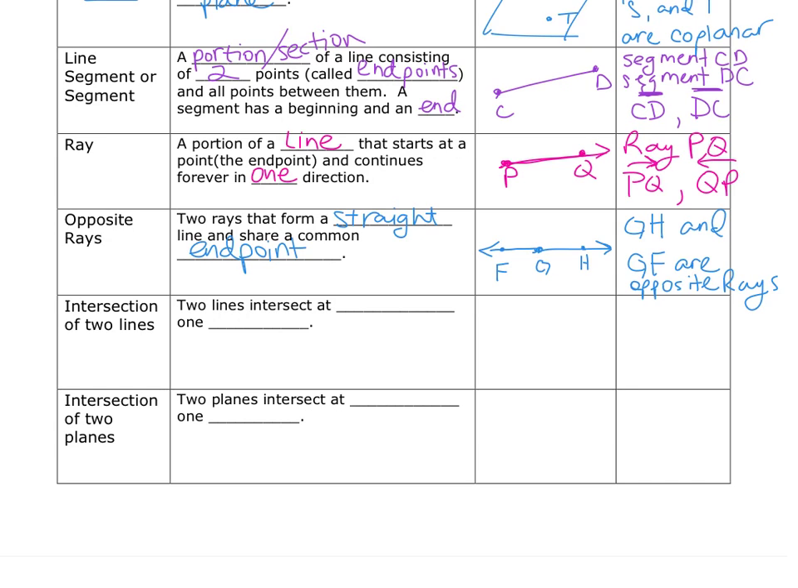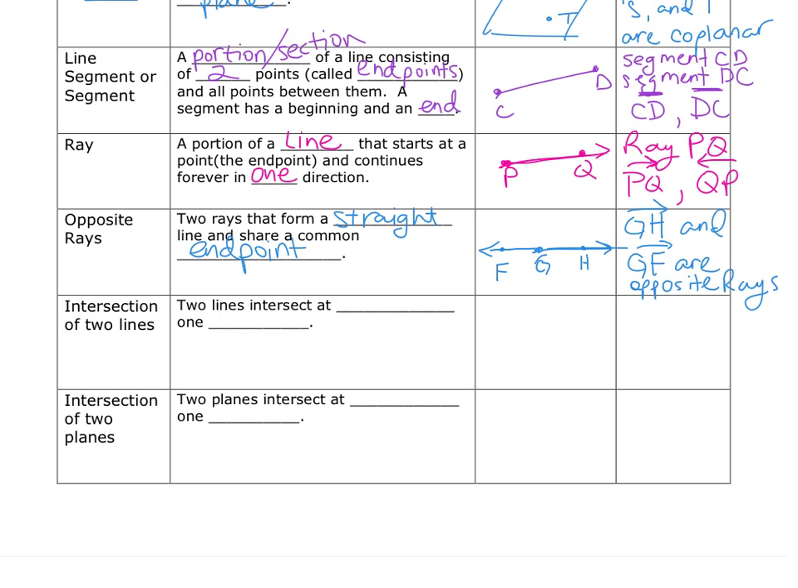Now for the ray portion of it, we start at point G and go through the H. So I need to start at point G and the arrow goes over the H. For the GF, it starts at point G and the arrow is over the F. So that's the way that we need to write it as well.